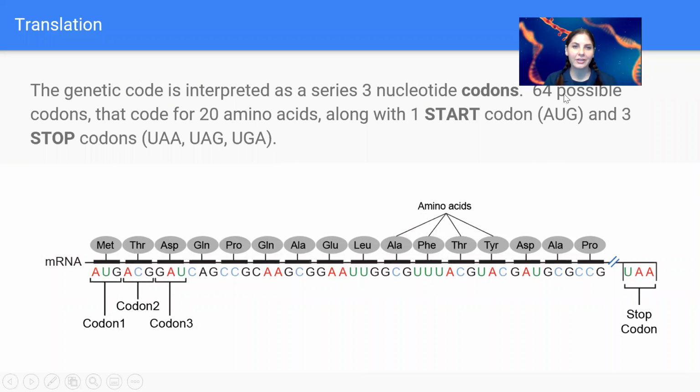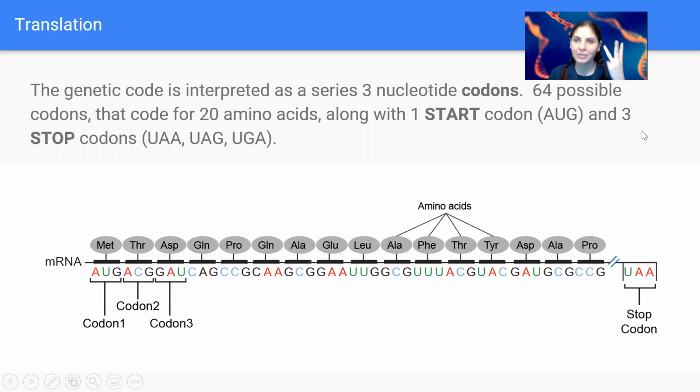So the genetic code is interpreted as a series of 3 nucleotides. These 3 nucleotides come together and form what we call a codon. So 3 nucleotides are coded for by a codon on that messenger RNA strand. There are 64 possible codons that code for 20 amino acids, along with one very special start codon, AUG, and 3 different types of stop codons, UAA, UAG, and UGA.